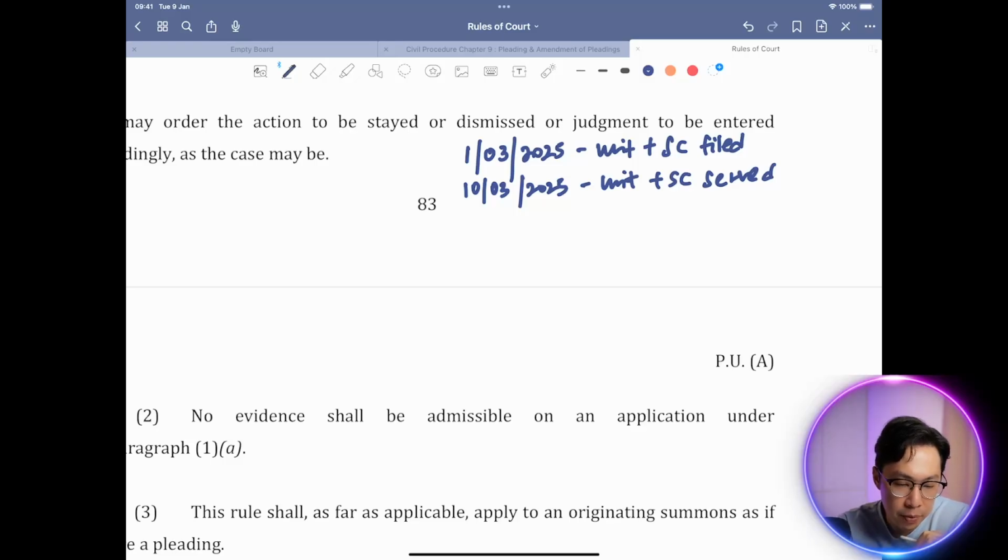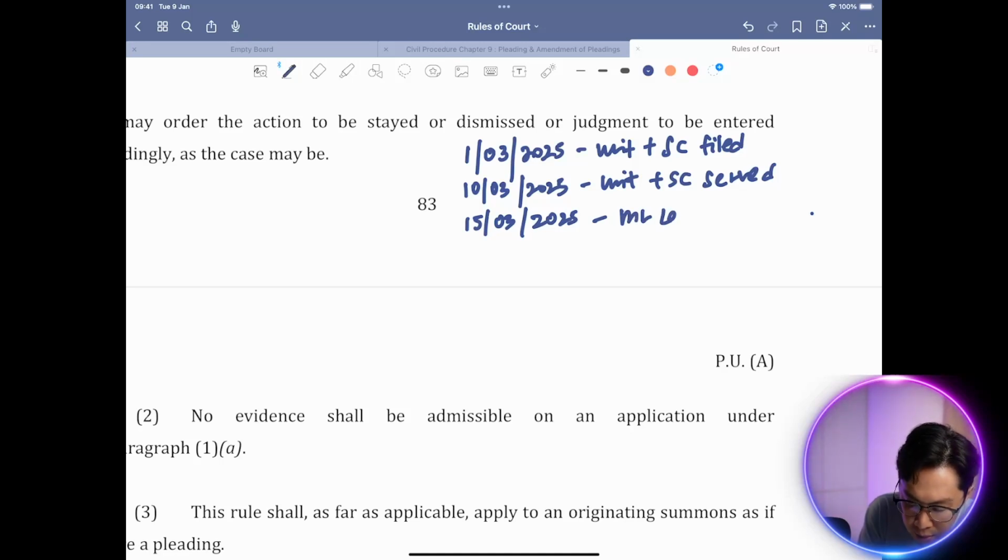All right, served. So when must you enter appearance? What is the rule on appearance? Order 12. Now let's look at your Order 12. Time limited for appearing. In the case of a writ served within the Peninsula, 14 days after service of the writ, whether time expended. So the due date for Mr. Lee to enter appearance is 10th of March plus 14 days. That's the due date, from the day when he has been served. So let's assume 15 March, Mr. Lee filed appearance.